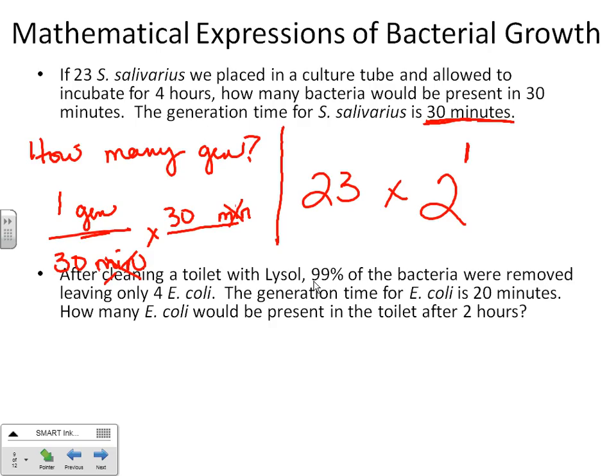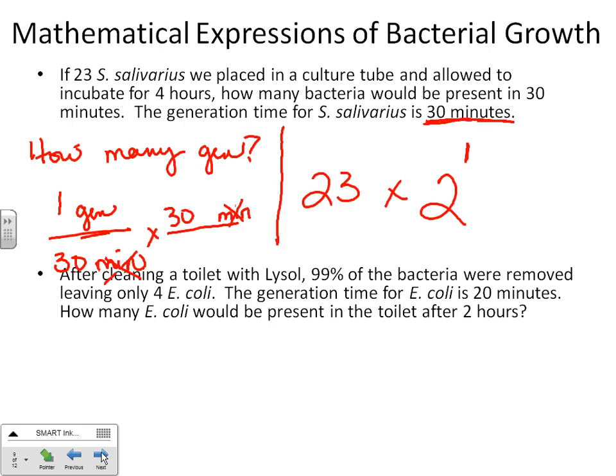Okay? This one says you've cleaned the toilet. You've removed all the bacteria except you got 4 E. coli left. The generation time for the E. coli is 20 minutes. That means every 20 minutes, every 1 E. coli becomes 2 E. coli. Everybody understands that, right? And the question is, how many are you going to have there after 2 hours? Okay? So you're going to figure out your generations that you go through. And so, see, some of you have already figured it out. And then see if you can answer the question for me.